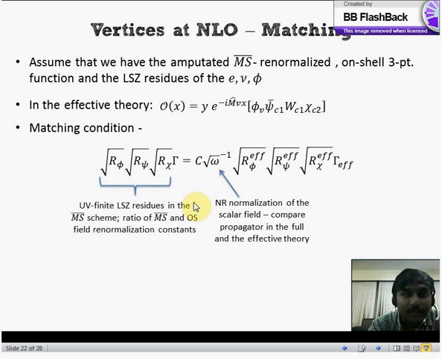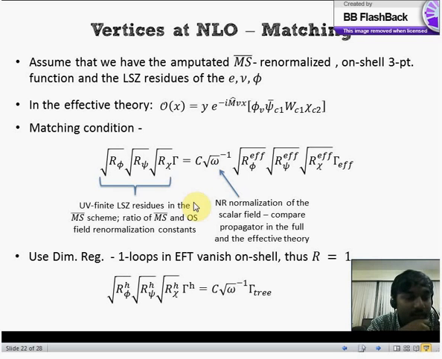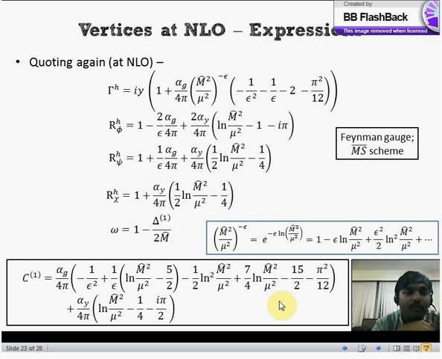However, this becomes simpler in the MS-bar scheme, the dimensional regularization scheme followed by MS-bar. In dimensional regularization, the one loop in the effective field theory just vanishes, so all the residues in the effective field theory just become 1, and since the one loops vanish, the gamma given is just the tree gamma that we have.